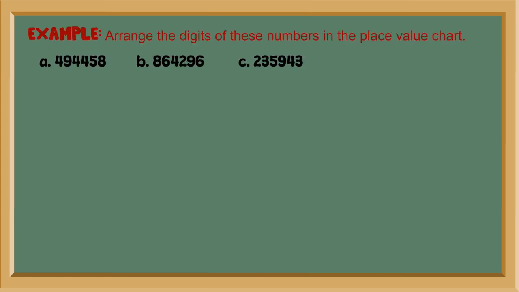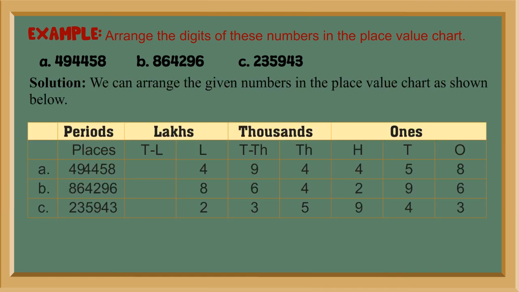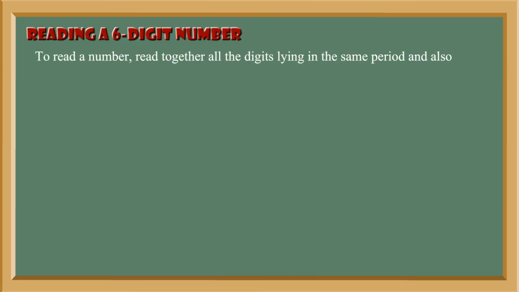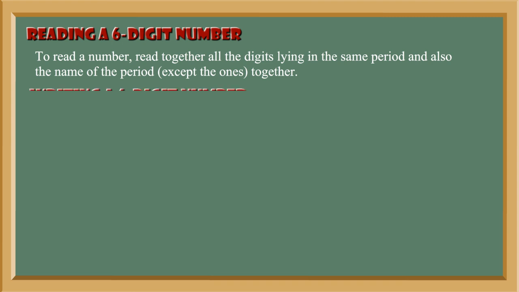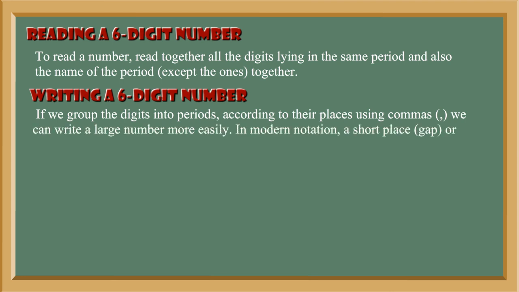Example, arrange the digits of these numbers in the place value chart. Solution. We can arrange the given numbers in the place value chart as shown below. Reading a 6-digit number. To read a number, read together all the digits lying in the same period and also the name of the period, except the ones period. Writing a 6-digit number. If we group the digits into periods according to their places using commas, we can write a large number more easily.